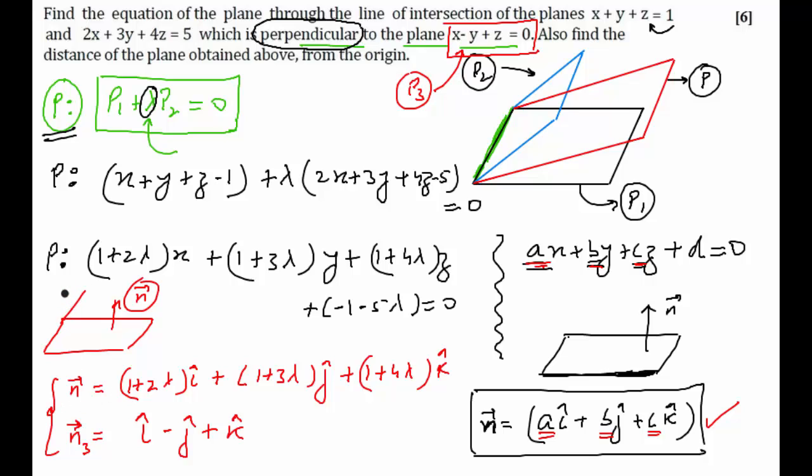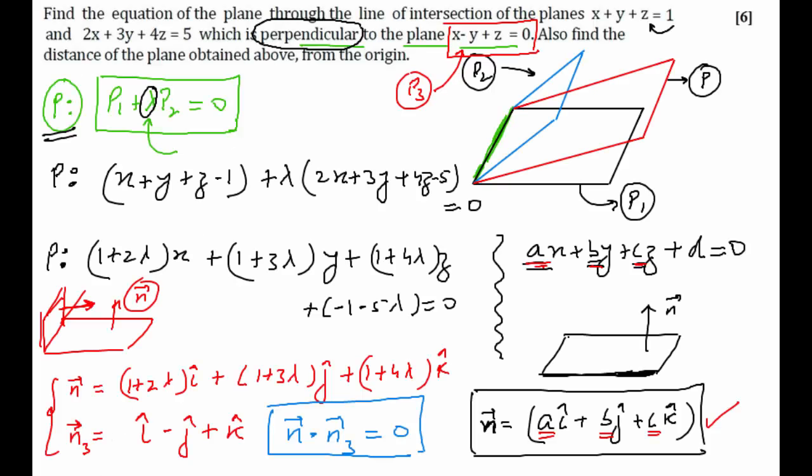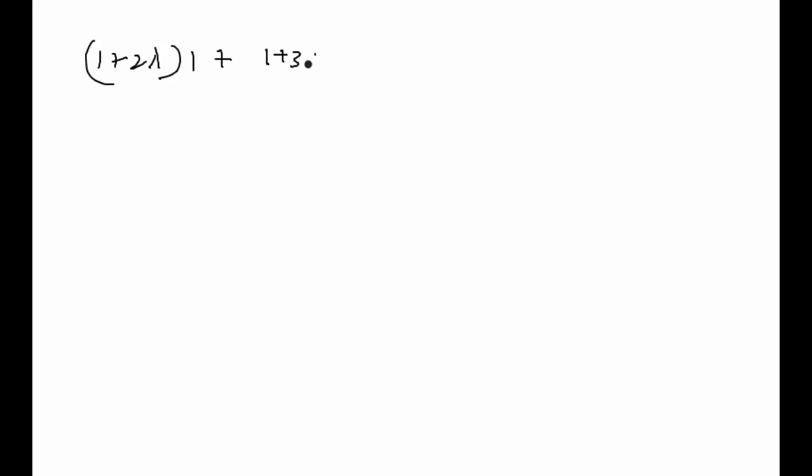So if two planes are perpendicular, then their normals are also perpendicular. This is the concept that we need to use, which means that now n vector dot n3 vector should be equal to 0 if vectors are perpendicular. From here we can solve for lambda. So let us see what we get. When I take dot, I will get 1 plus 2 lambda into 1 plus 1 plus 3 lambda into minus 1 and plus 1 plus 4 lambda into 1. This should be equal to 0.